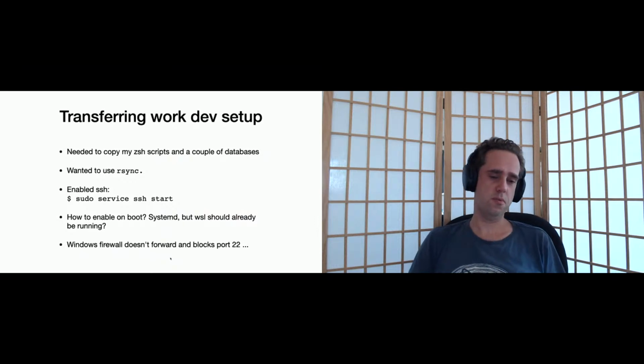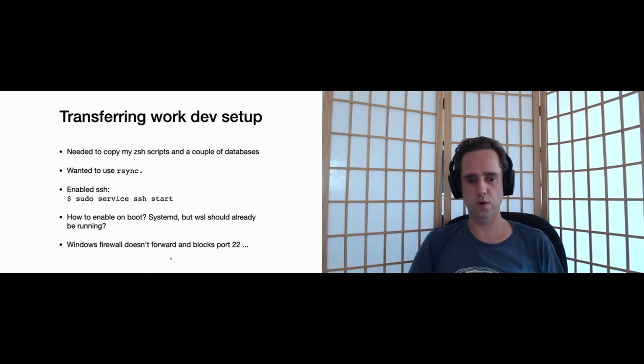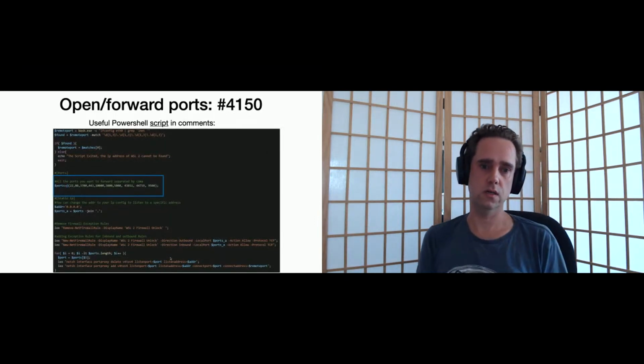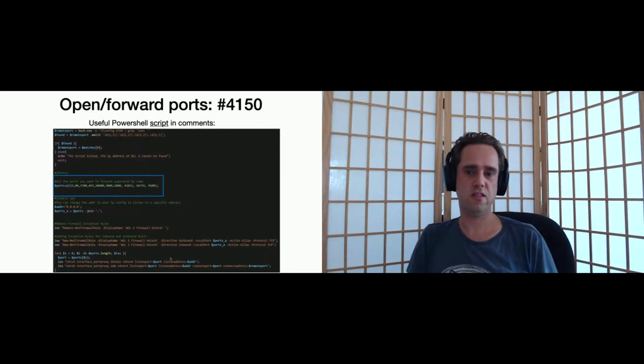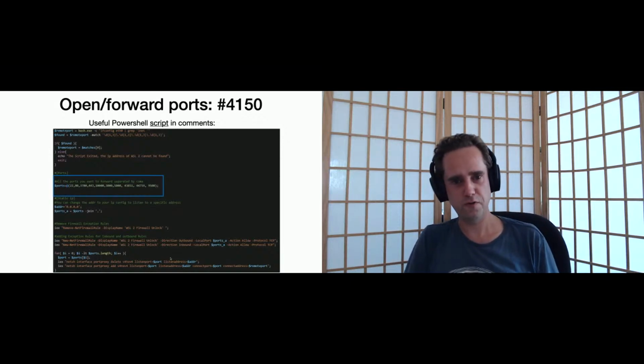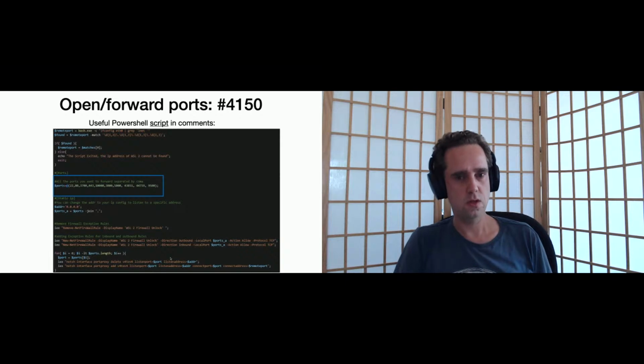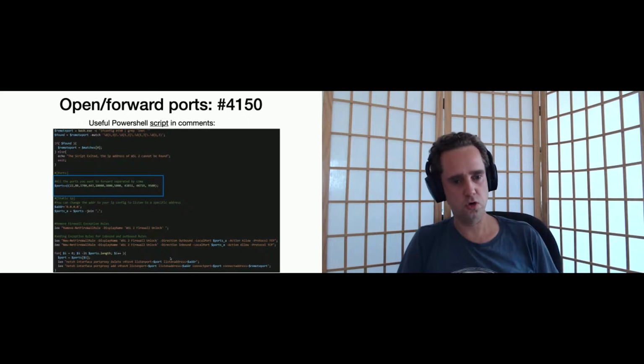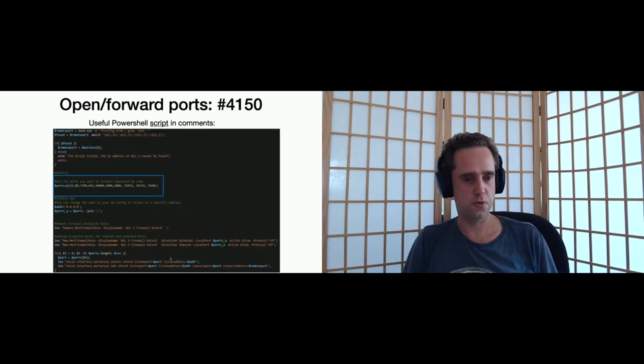And also the other problem was I could not SSH into the machine if Windows Firewall didn't forward the port and didn't open the port. But I found a very good PowerShell script for that in the comments of issue 4150 on the WSL repo. With this PowerShell script, you can enter a couple of ports and they will all be forwarded from Windows to WSL2, and the ports will also be opened to public networks.